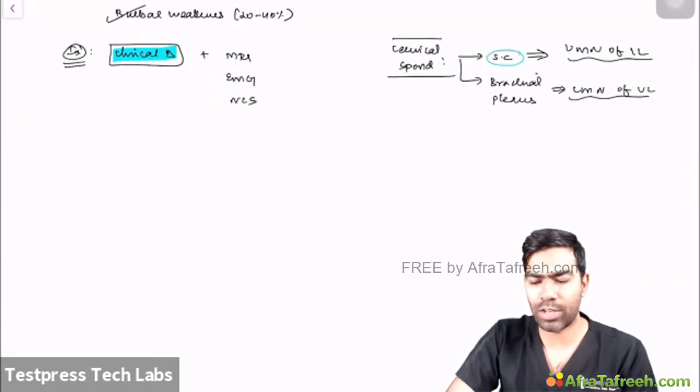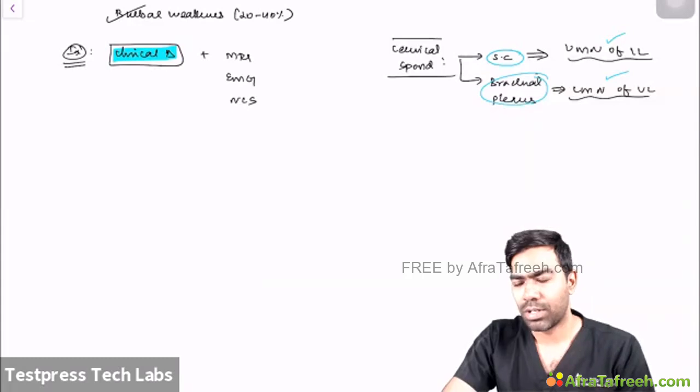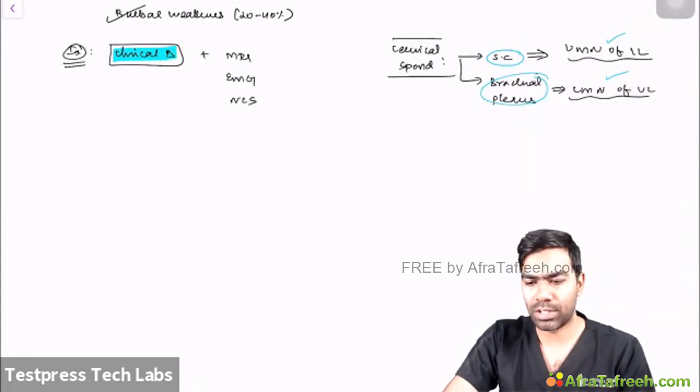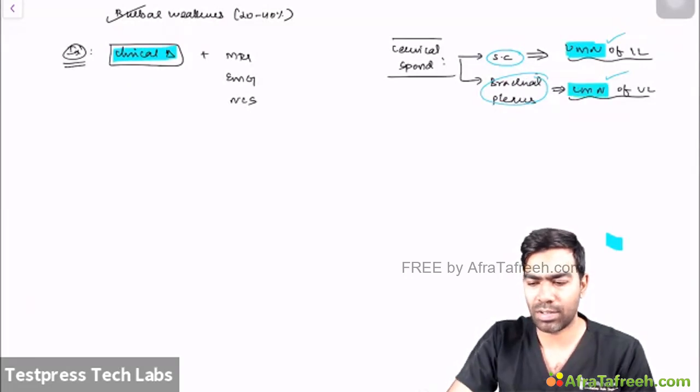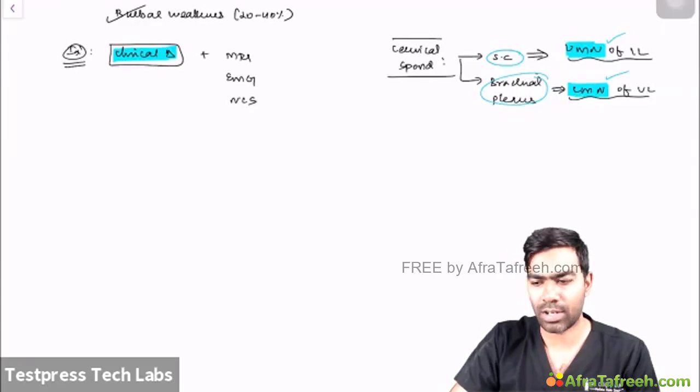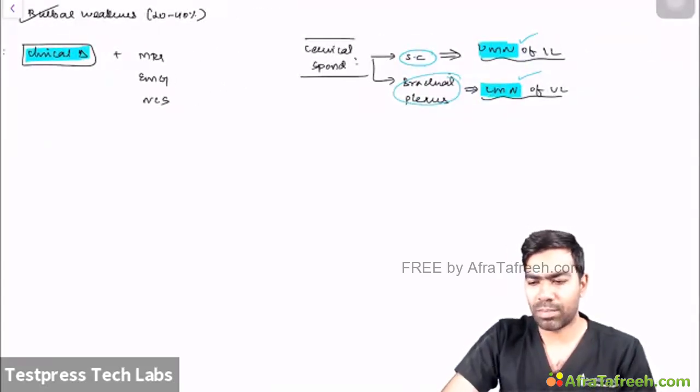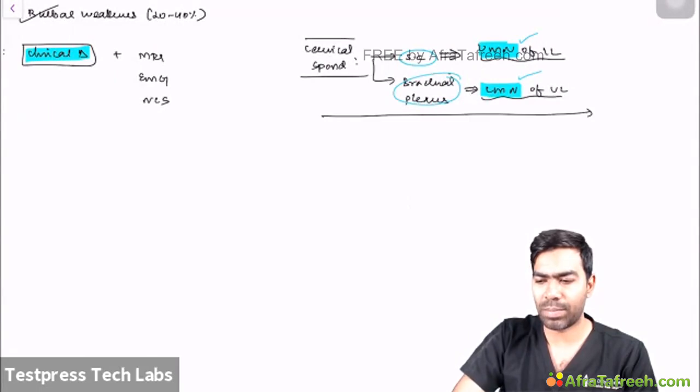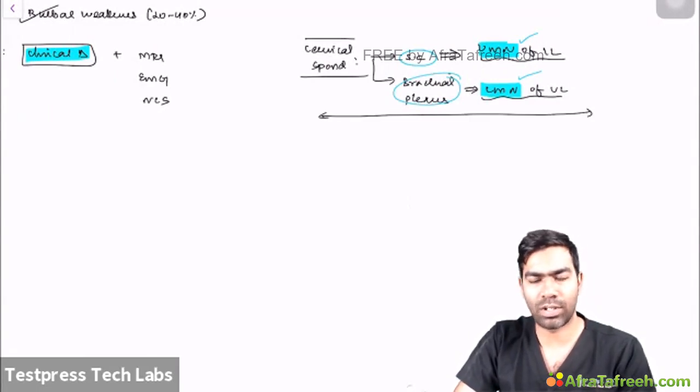So spondylotic fragments can compress the spinal cord producing UMN of the lower limb, and they can compress the brachial plexus causing LMN of the upper limb. Which means again you are getting LMN and UMN features in the same patient, where you can think about an amyotrophic lateral sclerosis kind of scenario. But more importantly, there will be some distinct features present in cervical spondylosis which may not be seen in amyotrophic lateral sclerosis.